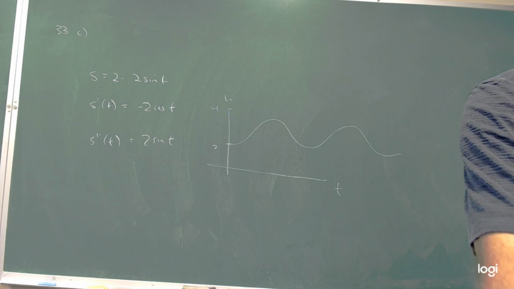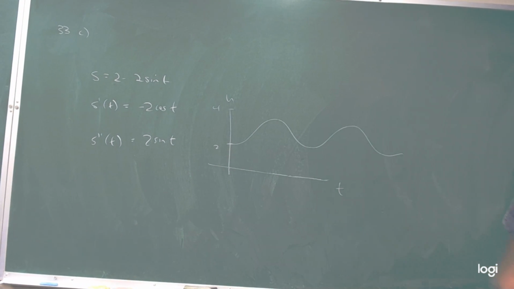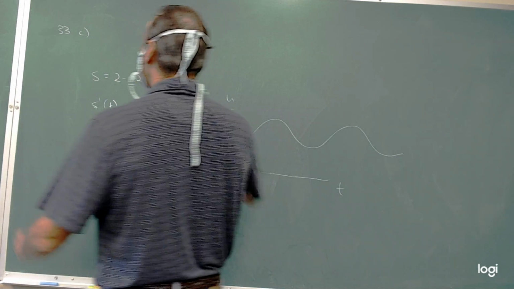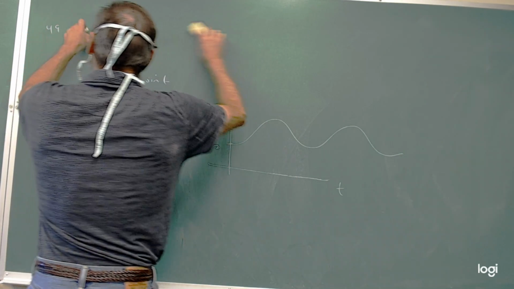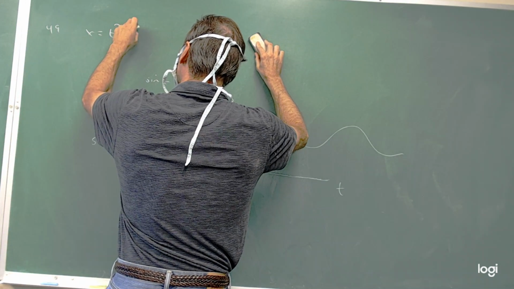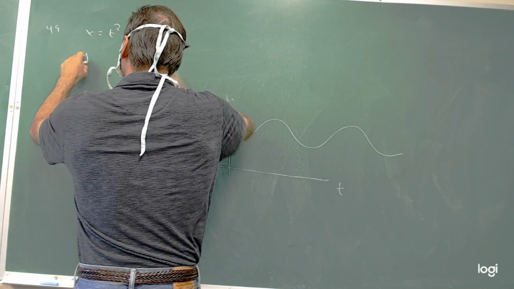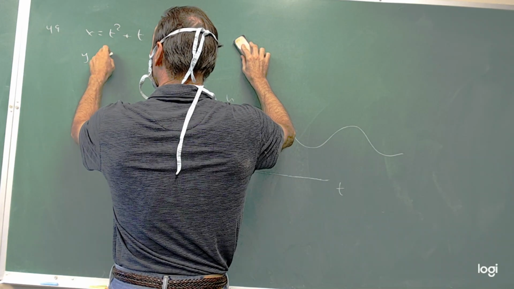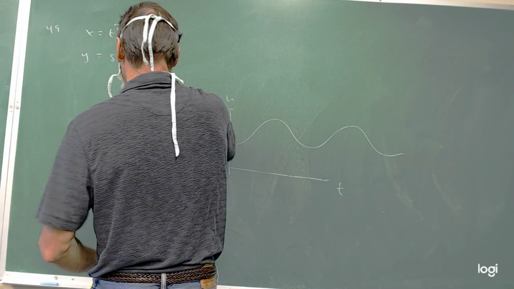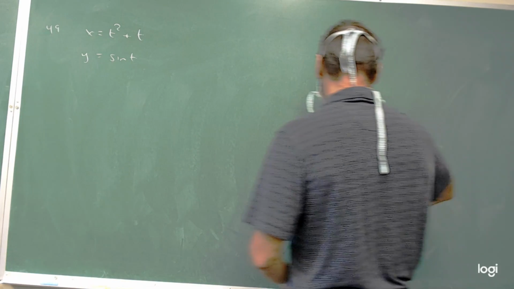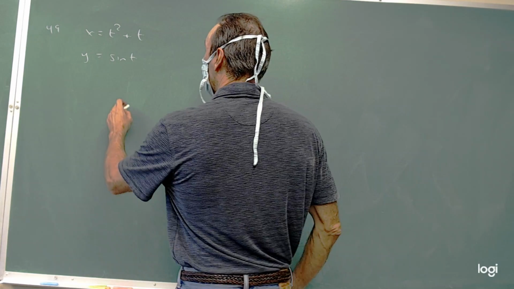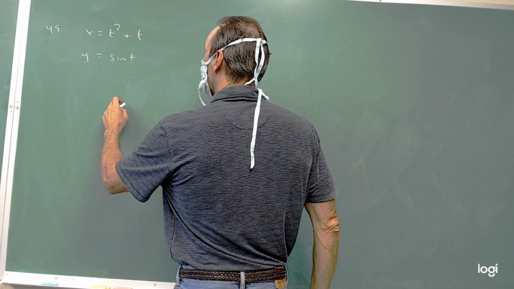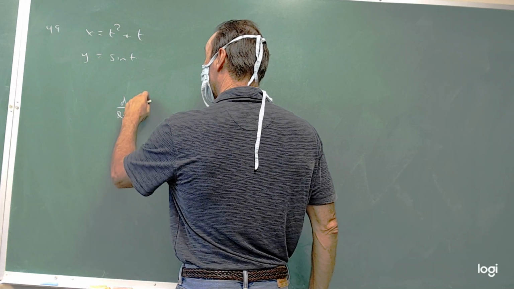On homework 30, number 49, which is x equals t squared plus t, and y equals sine t. And then the question is to find d dx of dy dx.